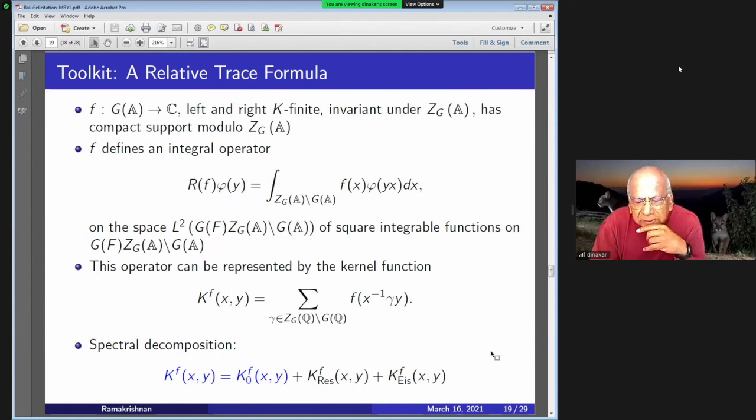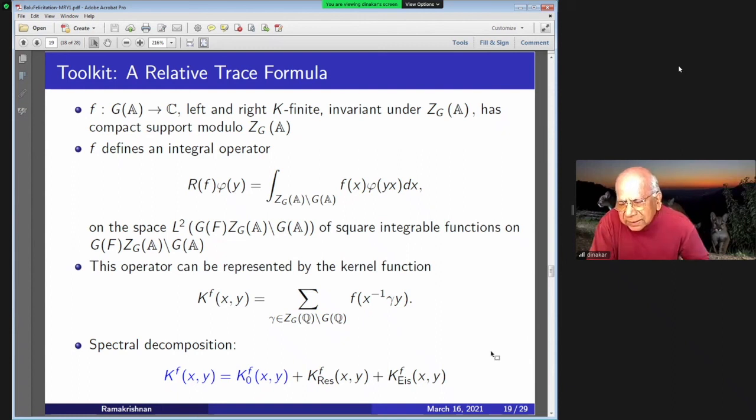This can be represented by the kernel function, where you take f of x inverse gamma y, and then you have a spectral decomposition of this kernel function: the cuspidal part, which is called K0, the residual part, which I'll come to in a minute, and then the Eisenstein part. The Eisenstein series contribute to a continuous spectrum, and that gives a very complicated thing. Often you have to subtract, and that's part of the difficulty. And then the residual part is really everything in the discrete spectrum that is not cuspidal.